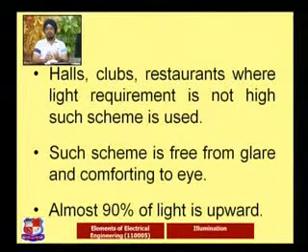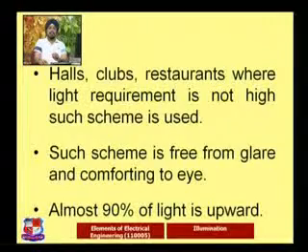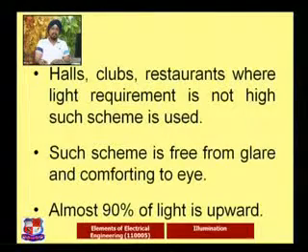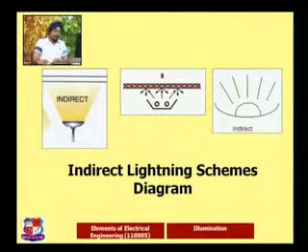Such a lighting scheme is free from glare, since no light comes directly onto the object, so the human eye feels better. The chances of glare are much more reduced in the indirect lighting scheme, or it is free from it. Almost 90% of the light goes upward, from the source to the ceiling or onto the wall. 10% comes indirectly onto the object in the indirect lighting scheme.